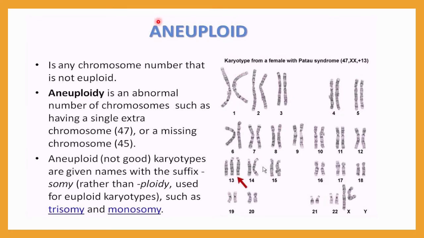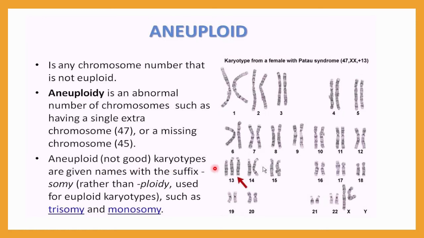So if all these sets have one extra chromosome, then it is considered euploidy. But here we are talking about aneuploidy. That means out of all these pairs, only one pair may have an extra chromosome or one pair may have less. The number may increase or decrease, both are possibilities. So if one extra is there, then it is 47, and if one less, 45. Aneuploidy is not good. It is not a normal phenomenon.